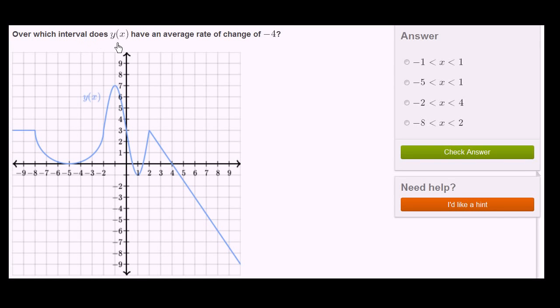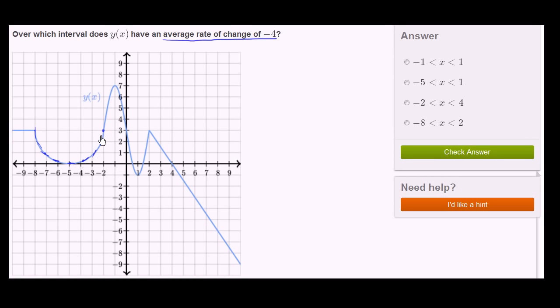Over which interval does y of x have an average rate of change of -4? So average rate of change, if you think about it, you're literally just averaging. For example, in this bowl section right over here, the slope is really, really steep. It gets less steep. It's a very negative slope. It gets less negative, less negative. Slope is 0 here. Then it gets positive, more positive, and more positive, and more positive.